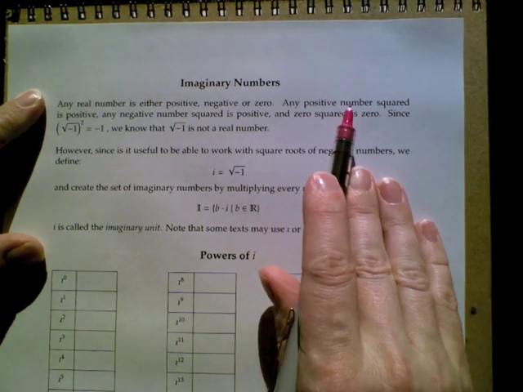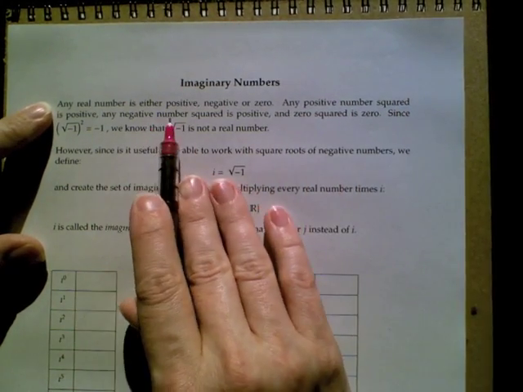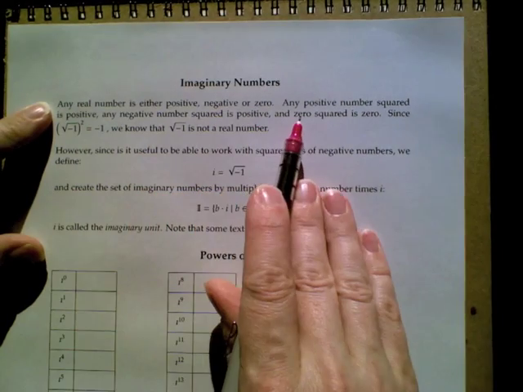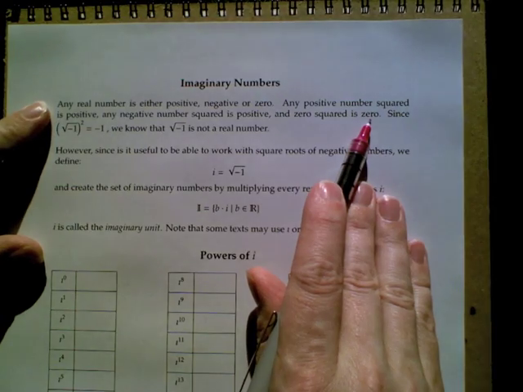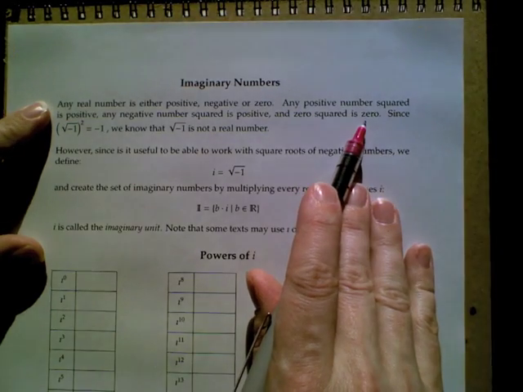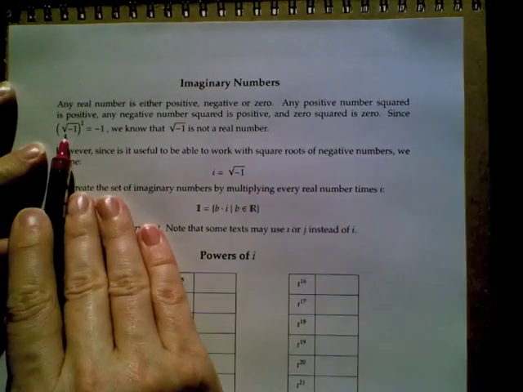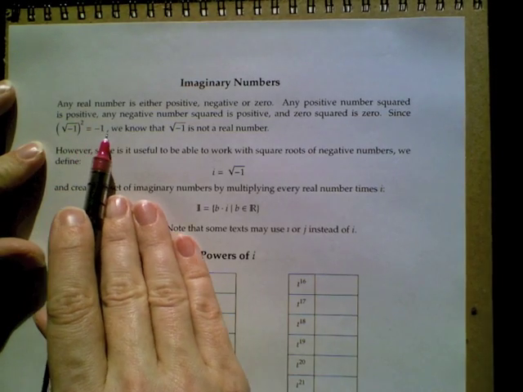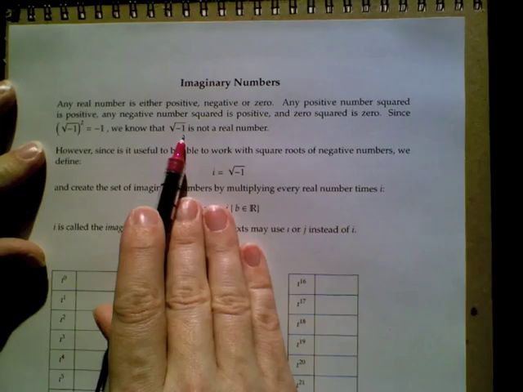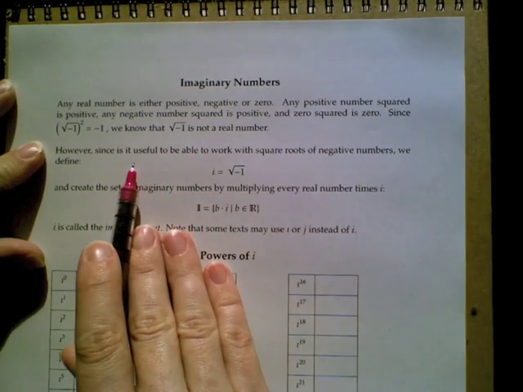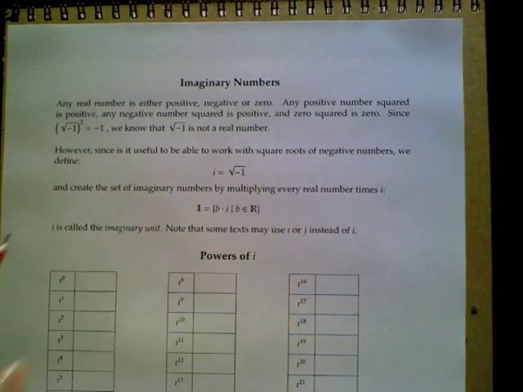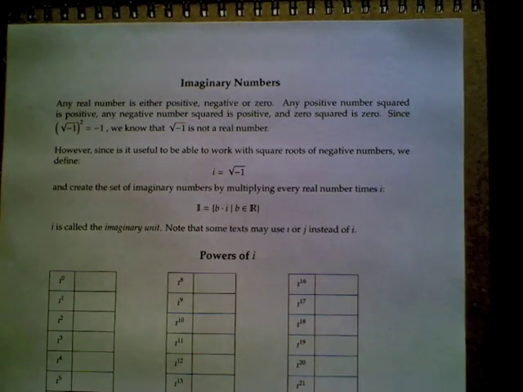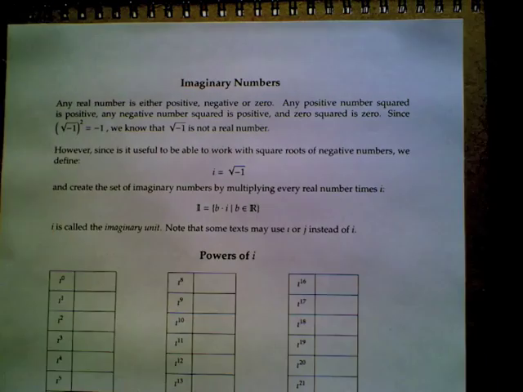And any positive number squared is positive, any negative number squared is positive, and 0 squared is 0. So when you square a real number, you get either something positive or 0. Since the square root of -1 squared would be -1, we know that the square root of -1 is not a real number. However, it is useful to be able to work with the square roots of negative numbers. There are many applications of square roots of negative numbers.